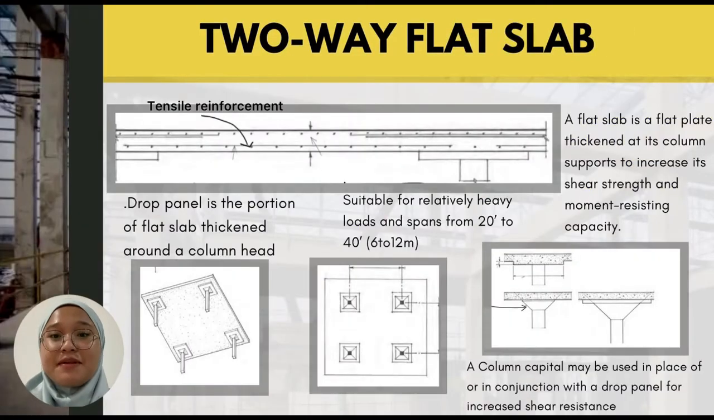So the last one for slab is a two-way flat slab. A flat slab is a flat plate thickened at its column supports to increase the shear strength and moment resisting capacity. The line is the tensile reinforcement. The drop panel is the portion of a flat slab thickened around a column head to increase the resistance to punching shear. And the column capital may be used in place of or in conjunction with a drop panel for increased shear resistance. This is suitable for relatively heavy loads and spans from 20 to 40 feet, 6 to 12 meters.